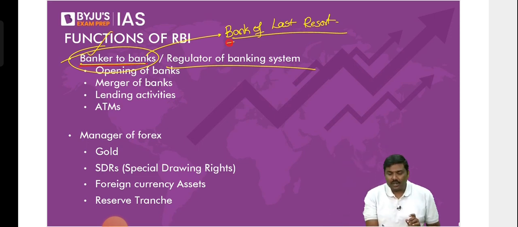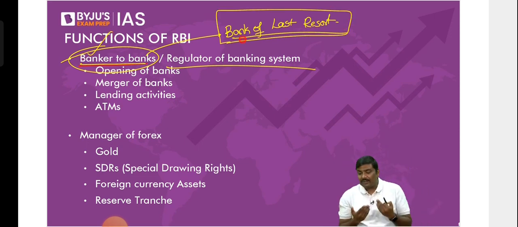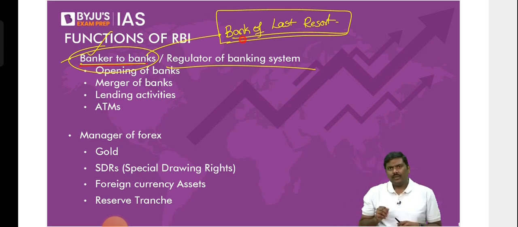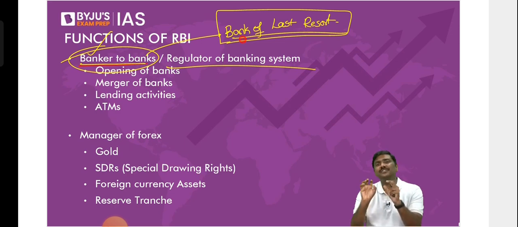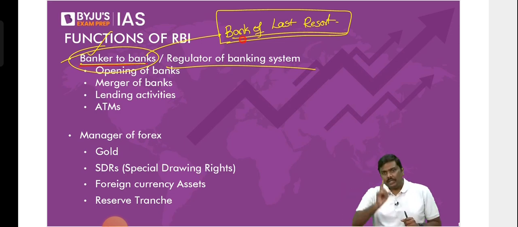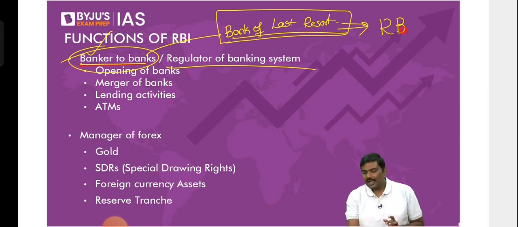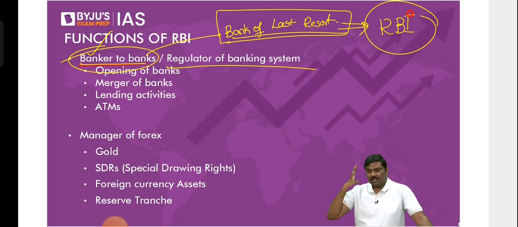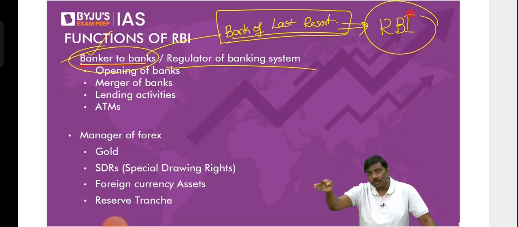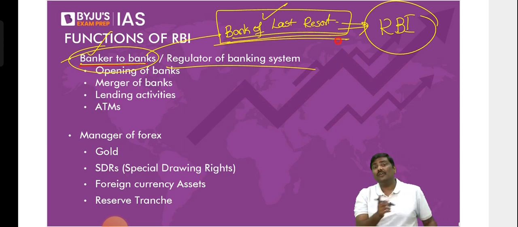Apart from this, it is also referred to as Bank of Last Resort. Why? If you are running a bank and there is an emergency requirement, today you don't have a sufficient amount of money, there is an emergency, you can always approach RBI and borrow. You have to understand this. In case of emergency situations, the banks are allowed to borrow from RBI. That is the reason this is referred to as Bank of Last Resort.